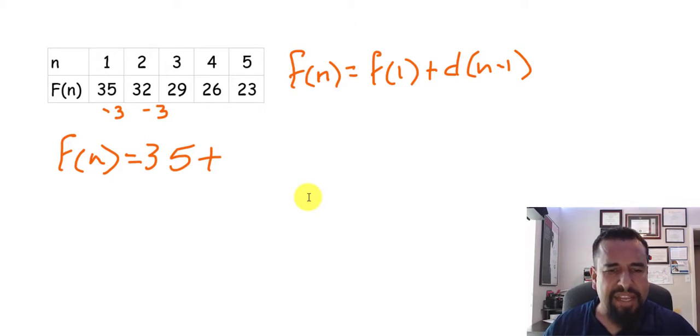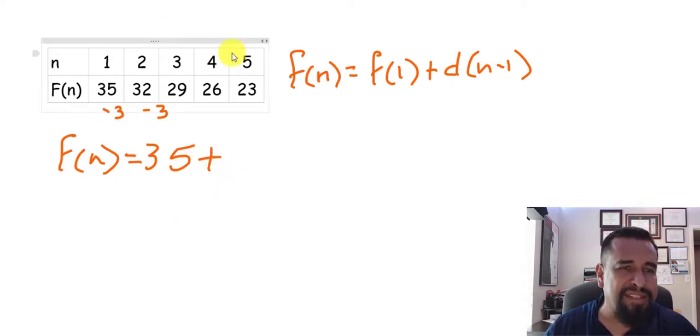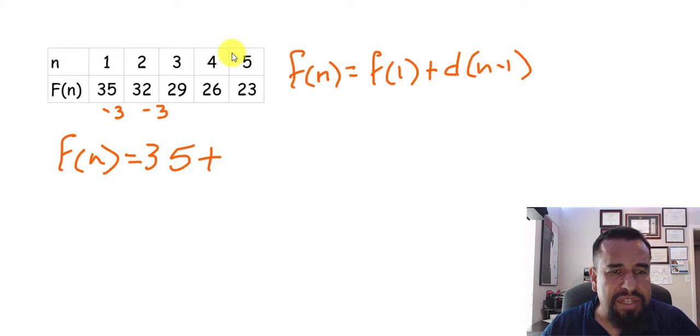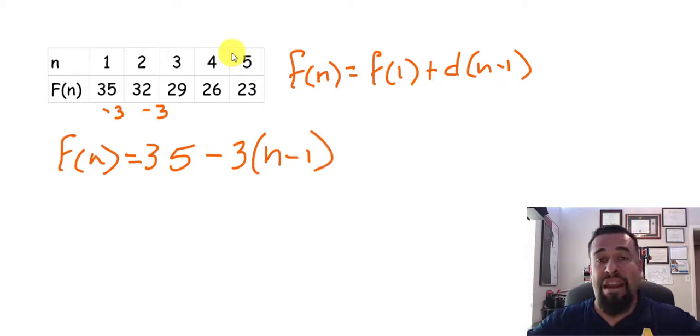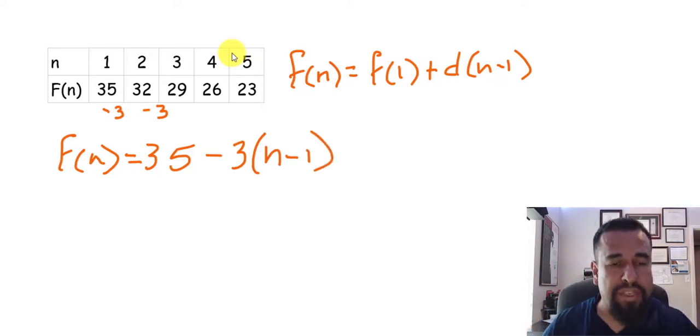So in this case, you can do minus 3 times n minus 1, or just keep the plus sign and put the negative 3 in parentheses. I don't like doing that. So in this case, I'm going to go ahead and delete that plus sign and put a minus 3. Oh, give me my pencil. All right, minus 3 times n minus 1. And that rule should work for this sequence.